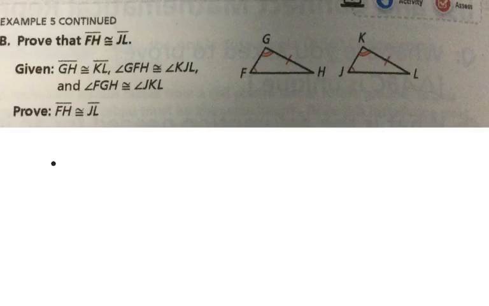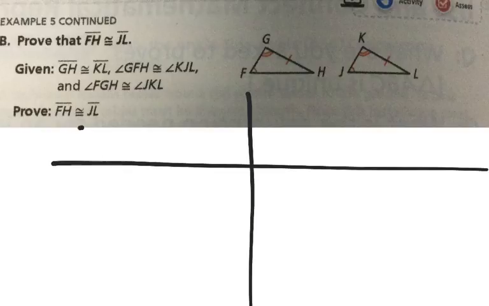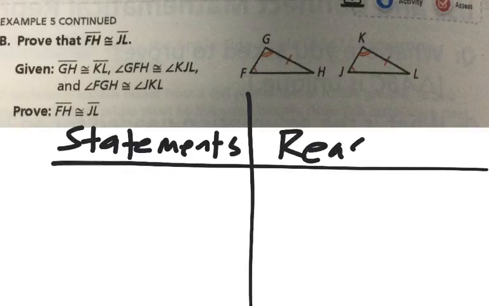Okay, this one tells me to prove, so I'm going to have to make a 2-column proof with statements and reasons. So notice what it asks me to prove, that's always my last statement. My first statement is always the given. So we're going to start by writing down everything that's given to me.